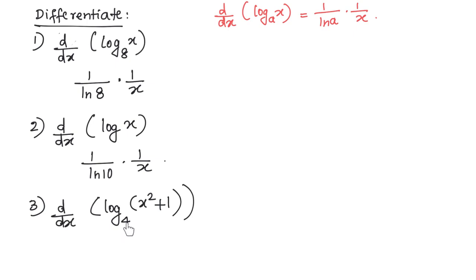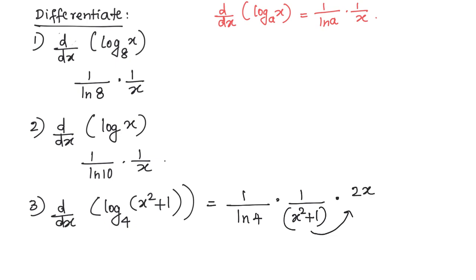4. Instead of x, we have a function of x. So we will apply the chain rule like 1 over u times u prime. So it will be 1 over ln of 4 times 1 over x square plus 1 times the derivative of this function. So that will be 2x. Do not cancel this 4 and 2 because that is ln of 4. This whole thing is a constant. So we can write under one fraction bar 2x over ln of 4.